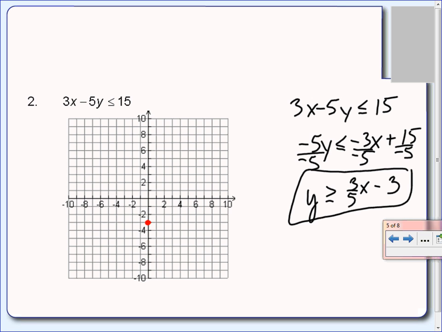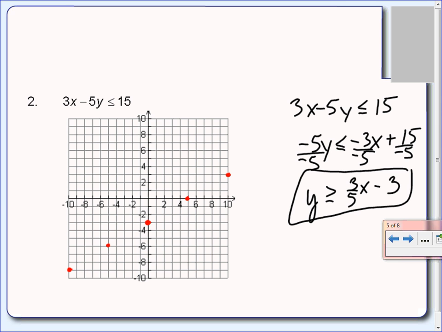3 over 5, that's your slope. We're going to rise 3, run 5. So we're going to go up 3 and over 5. Do it again. Go up 3 and then over 5. Get a couple more points, doing the opposite. Go down 3, 1, 2, 3, and over 5, 1, 2, 3, 4, 5. Do it again. 1, 2, 3, 1, 2, 3, 4, 5.